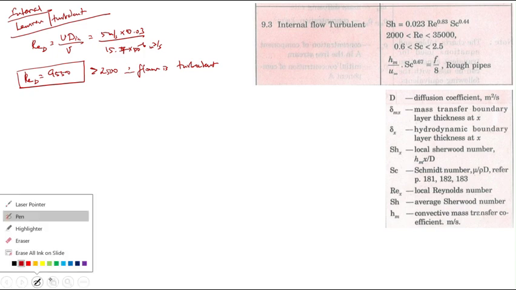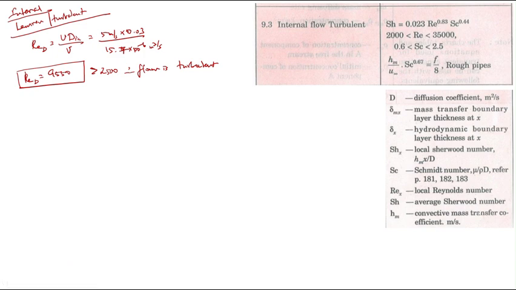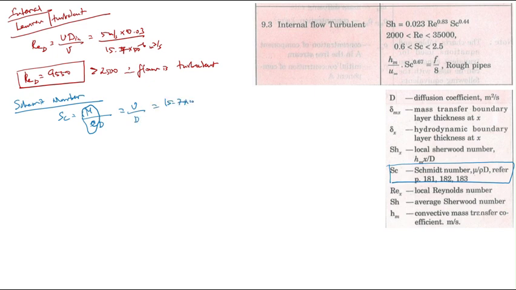Okay. Then after finding the Reynolds number, you also find another number called the Schmidt number. The Schmidt number is similar to the Prandtl number in convective heat transfer. The Schmidt number is given by Sc equal to mu by rho D, that is, mu by rho, which you already know is the kinematic viscosity, divided by D.